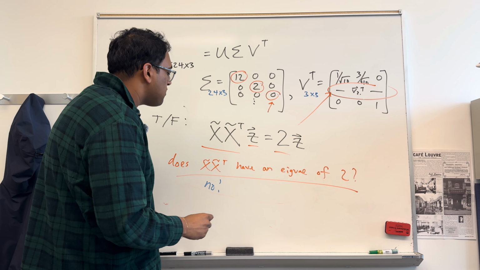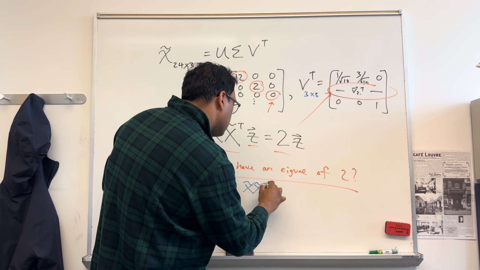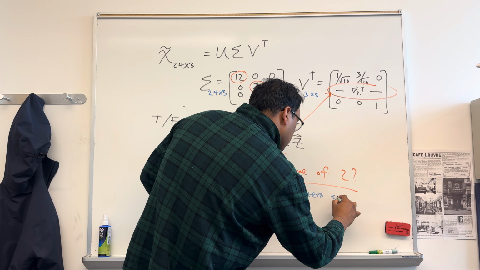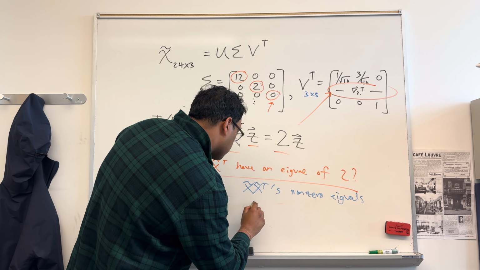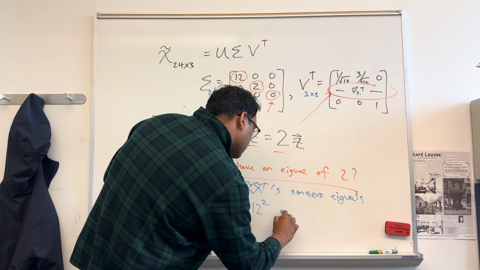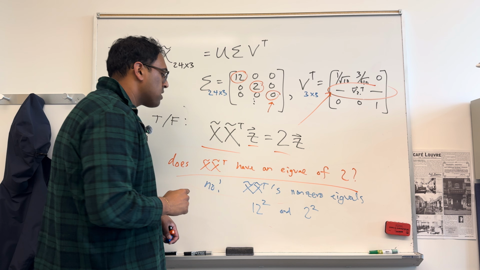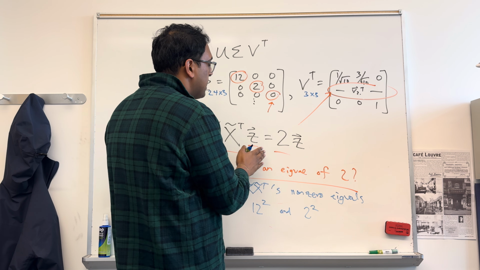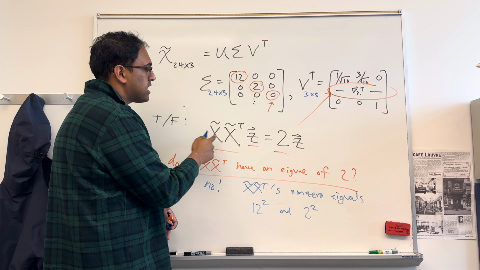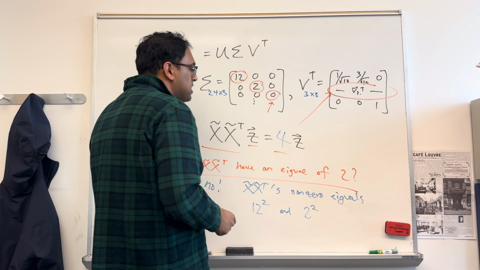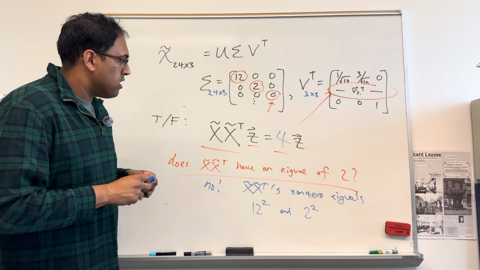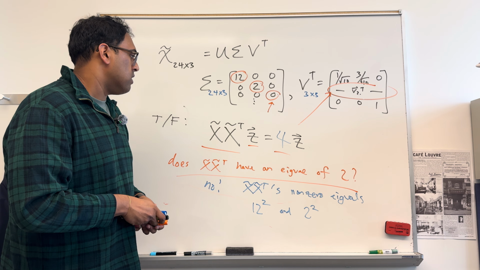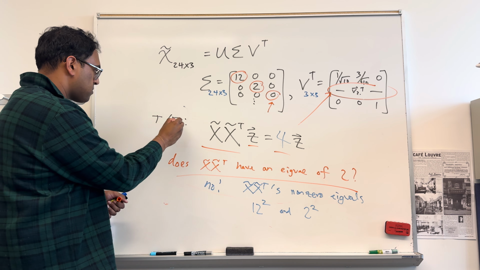The non-zero eigenvalues of xxt are 12 squared and 2 squared. So xxt has an eigenvalue of 4, but not of 2. So if the question instead asks, is there a vector z such that xxtz equals 4z, the answer to that would be yes. But because we had a 2 there, or any number that wasn't a 144, a 4, or a 0, the answer is false.